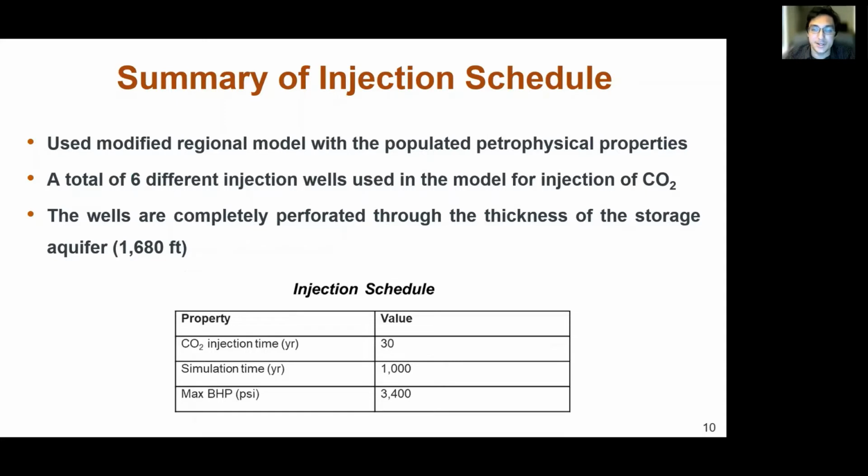So for this case, we inject CO2 in this aquifer for 30 years, and the total simulation time is 1,000 years. So we can see how the CO2 plume is going to propagate, and in one of the cases, if this CO2 is going to leak or not through the faults. The maximum BHP was 3,400 PSI, and we actually had the injection rate of 0.5 megaton of CO2 per year.